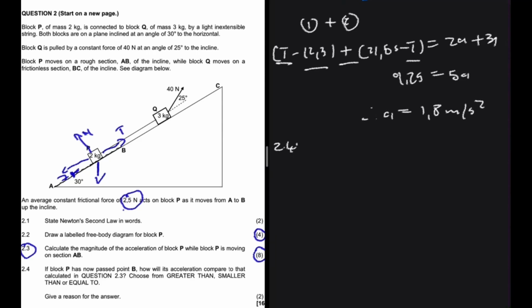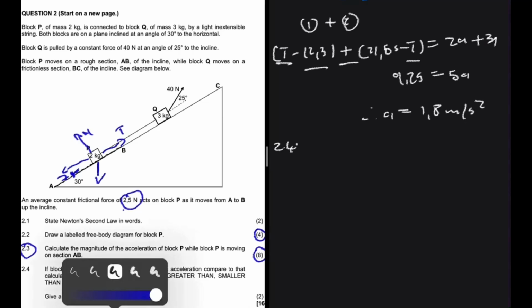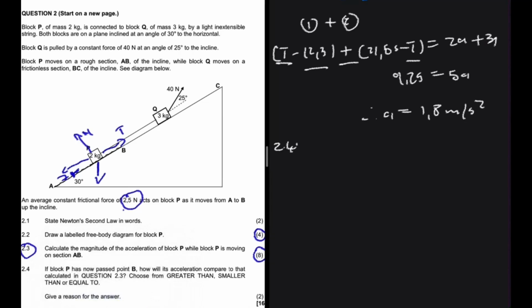And then 2.4, if block P has now passed point B. So this is point B here, right? After passing point B, our surface is smooth. There's no friction anymore, right? How will its acceleration compare to that calculated in question 2.3? It will be greater than, right? Greater than. Now, why are we saying so?